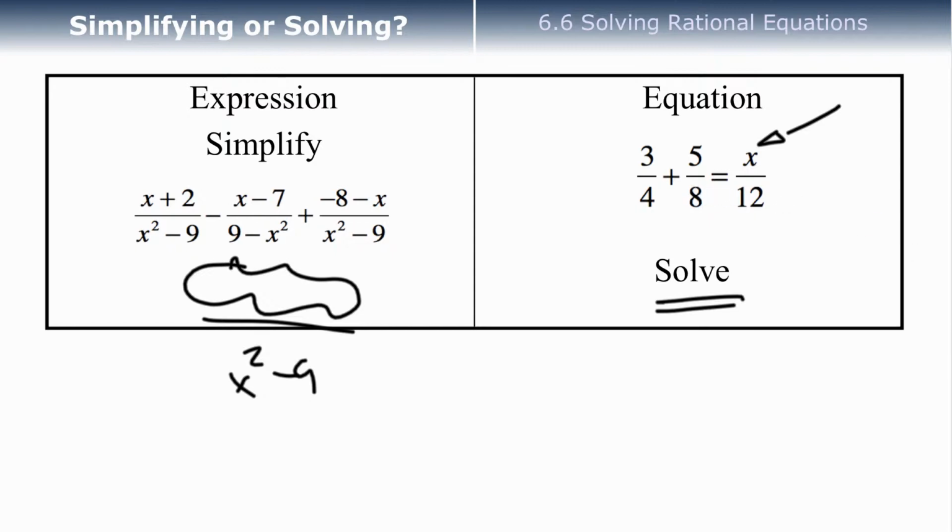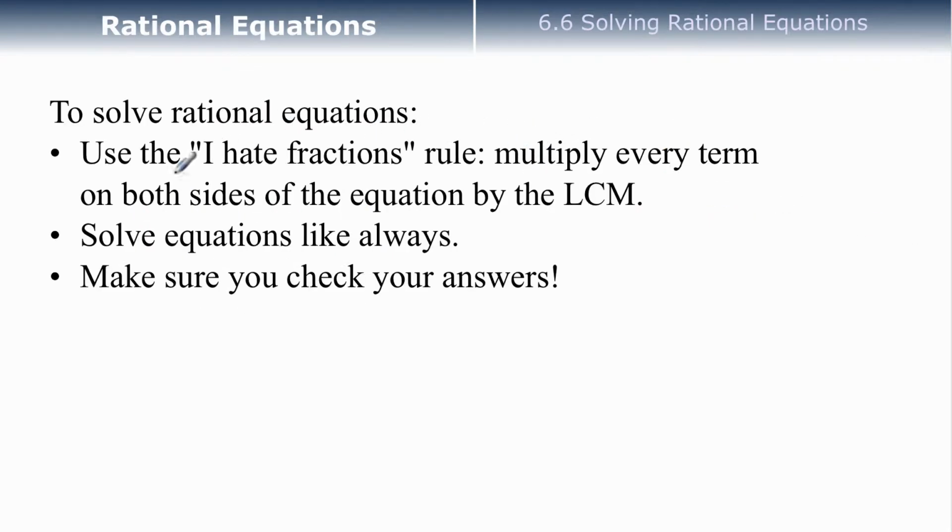So to do that, here's a few steps that you can do. First, you use the I hate fractions rule. I named it that. I don't mind fractions, but typically students say this. Anyway, the rule says that if you're doing an equation, it has to be an equation, can't be an expression, you can multiply every term on both sides of the equation by a lowest common multiple. Then once you've done that, simplify what you have, and then solve the equation like you always do. And again, at the end, make sure you check your answers.